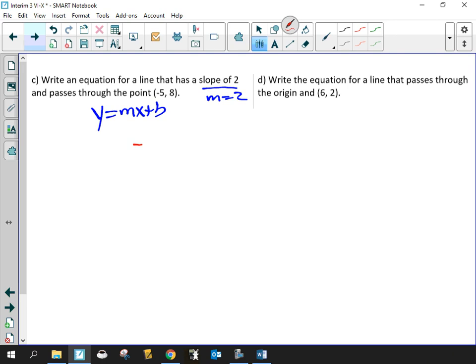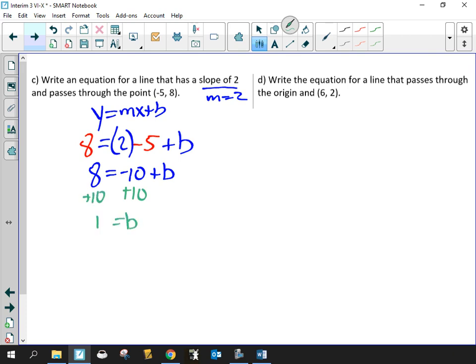So I know that when x is -5, y is 8. And I know that the slope is 2, so the only thing I'm missing is b. So I'll get 8 equals -10 plus b. Add 10 to both sides. I get b equals 18. So my equation then is y equals 2x plus 18.